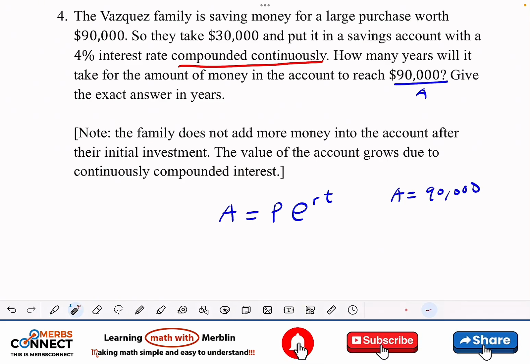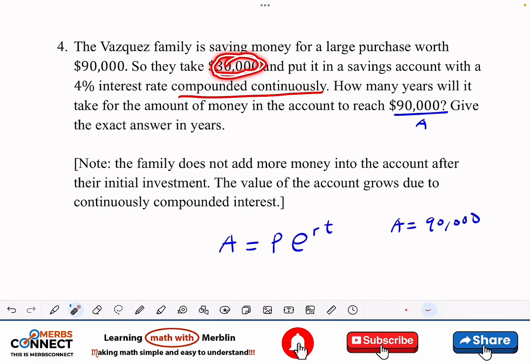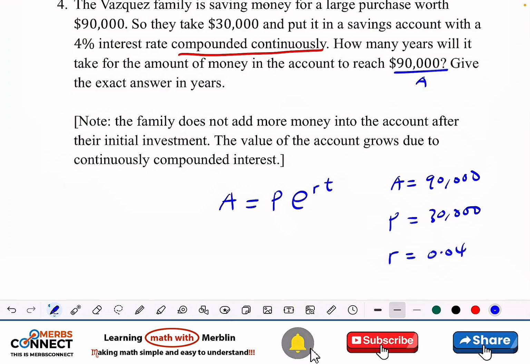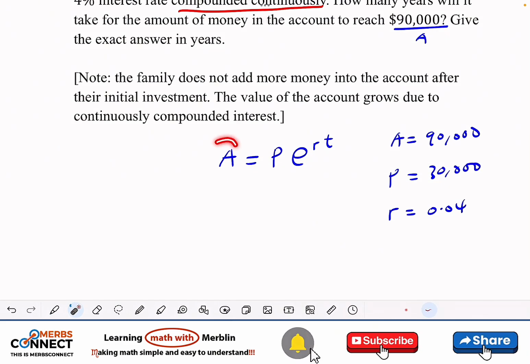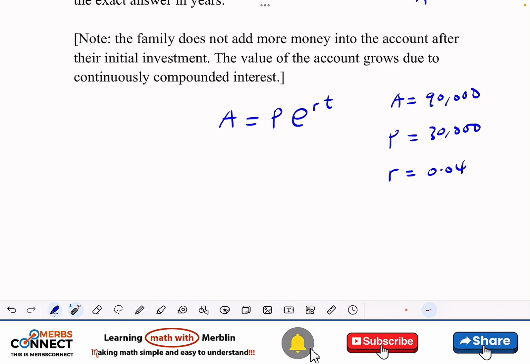Now, what is the initial deposit? The initial deposit is the P. We deposited $30,000 into the savings account, so our P is equal to 30,000. And we are earning interest of 4%, so the interest, which is R, is 0.04. We know A, we know P, we know R, so we need to find T, how many years. That's what we need to do.